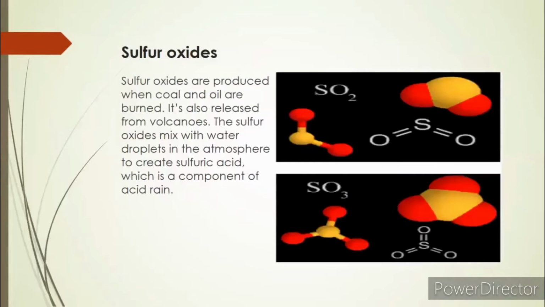Sulfur oxide. Sulfur oxides are produced when coal and oil are burned. It is also released from volcanoes. The sulfur oxides mix with water droplets in the atmosphere to create sulfuric acid, which is a component of acid rain.